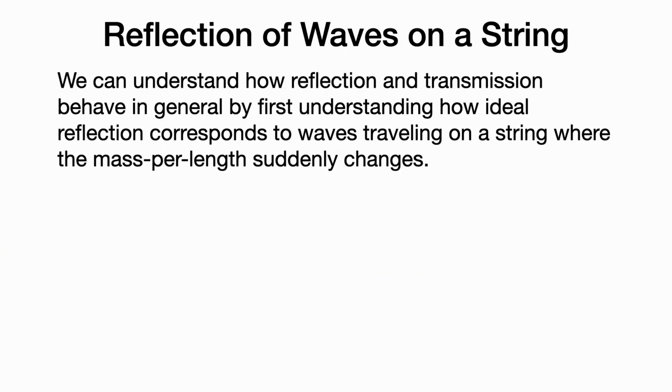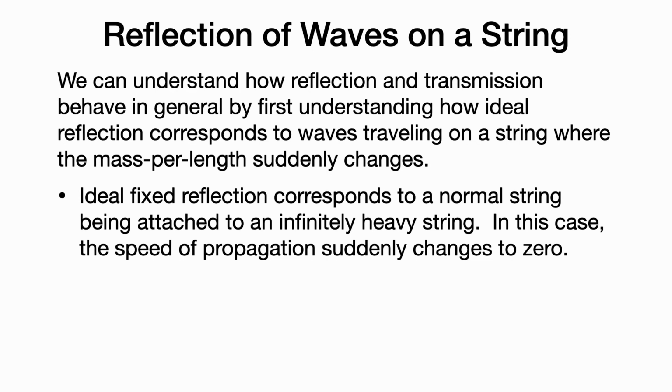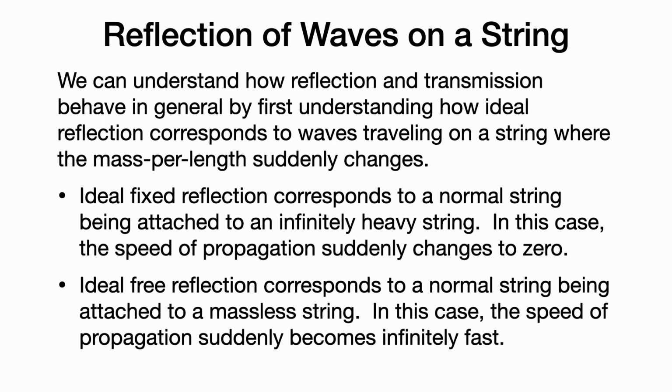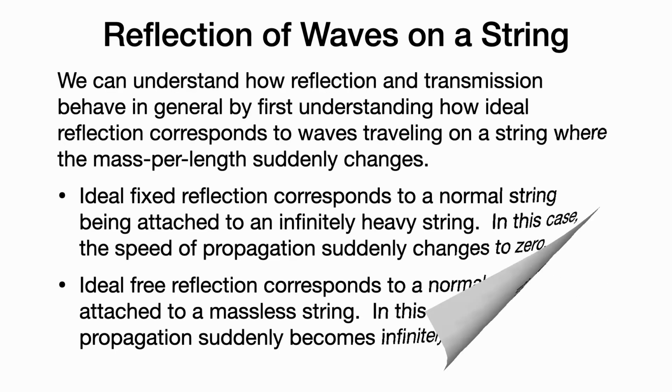We can understand how reflection and transmission behave in general by first understanding how ideal reflection corresponds to waves traveling on a string where the mass per unit length suddenly changes. So ideal fixed reflection corresponds to a normal string being attached to an infinitely heavy string. In this case, the speed of propagation suddenly changes to 0. Ideal free reflection corresponds to a normal string being attached to a massless string. In this case, the speed of propagation suddenly becomes infinitely fast.